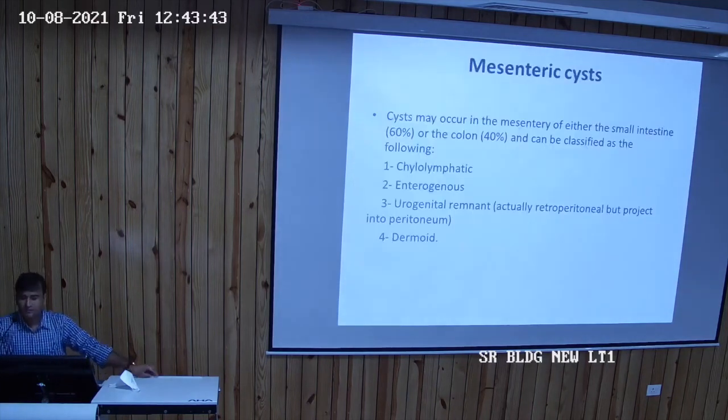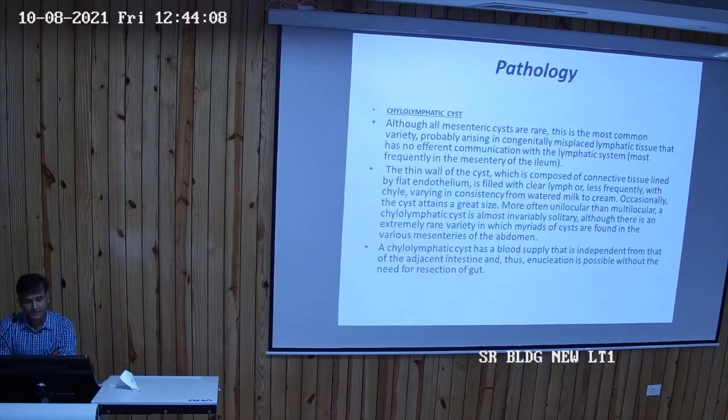The other entity of the mesentery is mesenteric cyst. A mesenteric cyst may occur in the mesentery of the small or large intestine, but it is commonly seen in the small intestine and less commonly in the colon. Mesenteric cysts are classified into 4 types: chyliolymphatic, enterogenous, urogenital remnant, and dermoid. Although all mesenteric cysts are very rare, the most common are chyliolymphatic cysts, usually arising in congenitally misplaced lymphatic tissue that has no afferent communication with the lymphatic system, most frequently in the mesentery of the ileum.